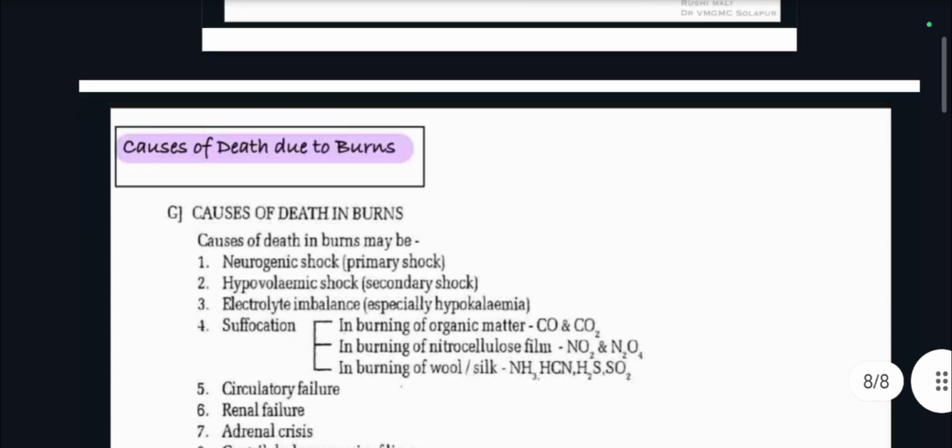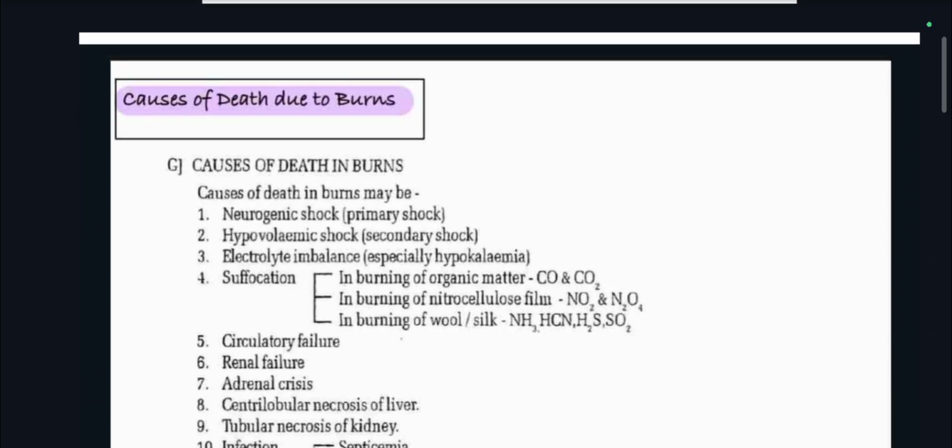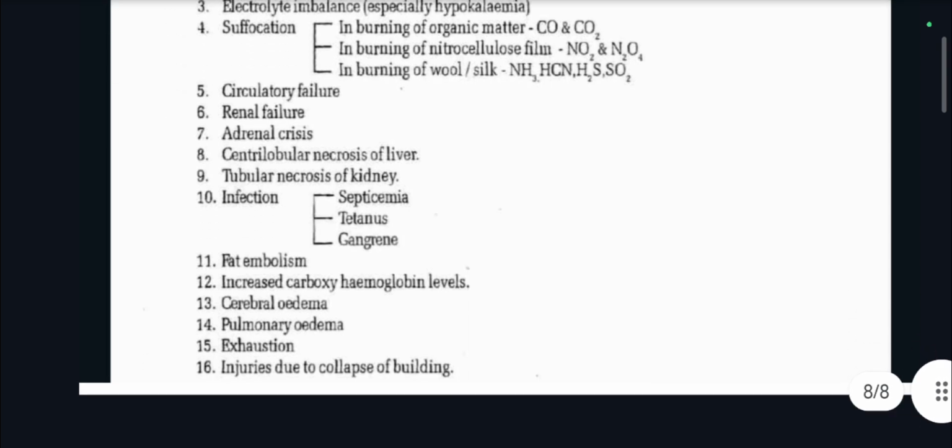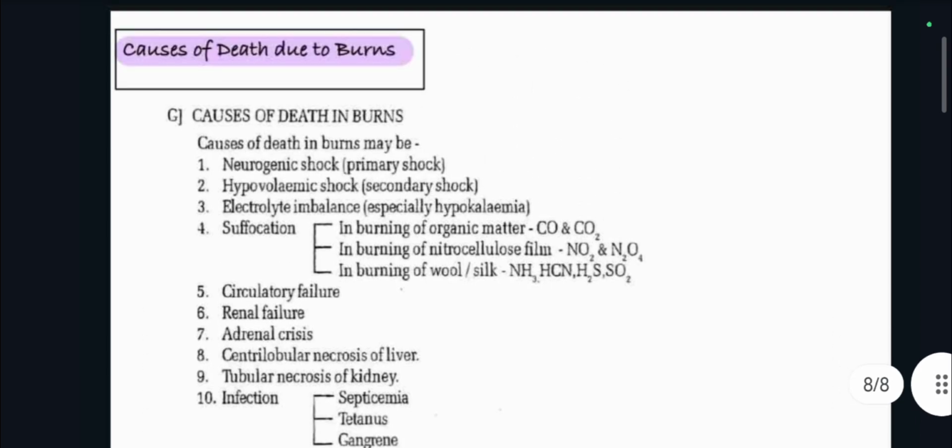Moving to the last question of today, what are the causes of death due to burns? We read it already, we'll just revise it quickly. What are the causes of death in burns? I told you to divide these causes in sets of 4. Very first set: neurogenic shock or primary shock, hypovolemic shock or secondary shock, electrolyte imbalance, especially hypokalemia, and suffocation due to which gases? Carbon monoxide and CO2, NO2 and N2O4, and your SO2, etc. Then set 2: circulatory failure, renal failure, adrenal crisis and central lobular necrosis of liver.